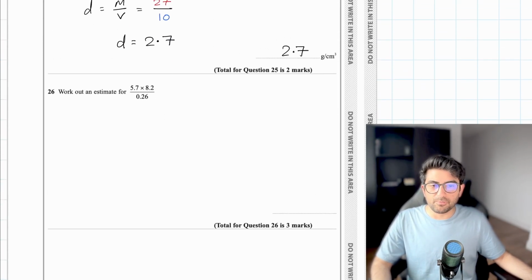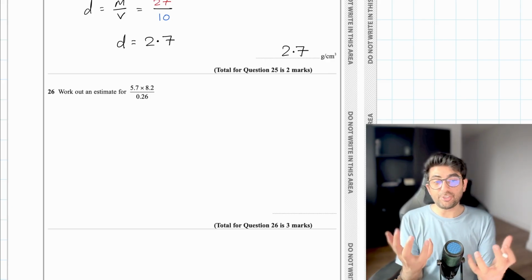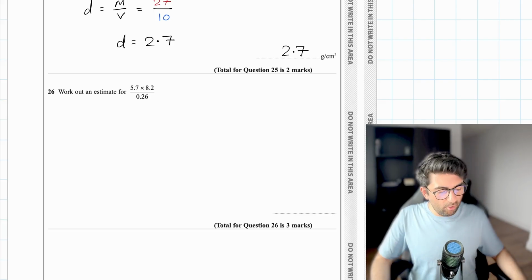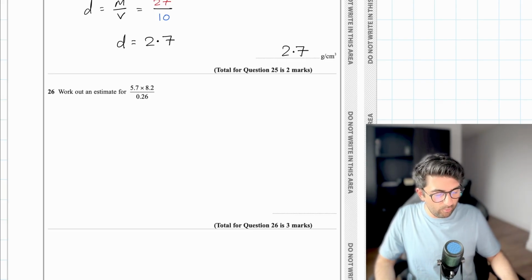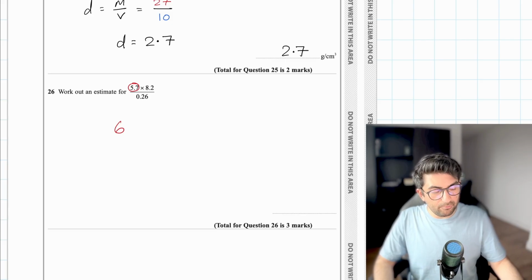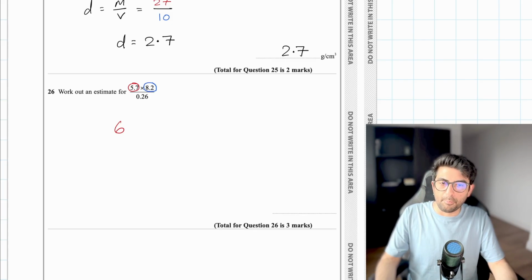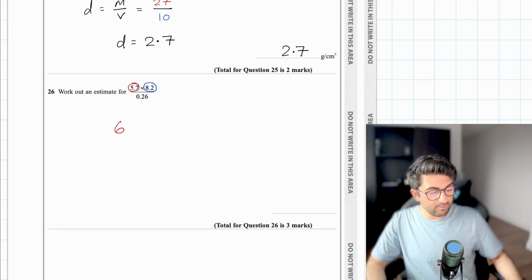Okay, work out an estimate for this. 5.7 times 8.2 divided by 0.26. So an estimate means you're not working out anything exactly. You need to change the numbers into easier numbers so we can work them out. So let's start with the 5.7. 5.7 is really close to 6, so I'm going to call it 6, not 5.7. 5.7 is a difficult number. Let's make it easier for our estimate. 8.2, again, how can we make 8.2 into an easier number? Estimate means make it into an easier number. 8.2 is very close to 8.